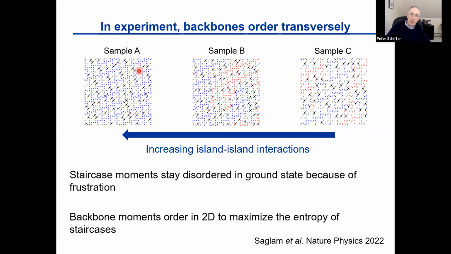And it turns out, you can show through the energetics and by calculating entropy, there's no energetic reason for this ordering to happen. It actually happens because of the entropy. So to maximize the entropy in the staircases, you end up getting ordering of the backbones. And so it's a nice example of a statistical mechanical phenomenon. This sort of thing has been seen in colloids and other soft matter systems, but hasn't been seen in magnetic systems so much.